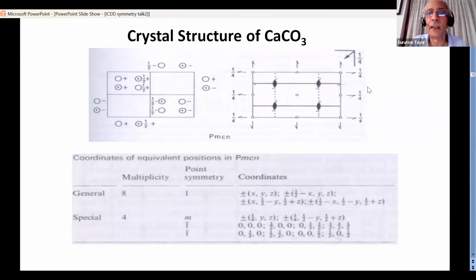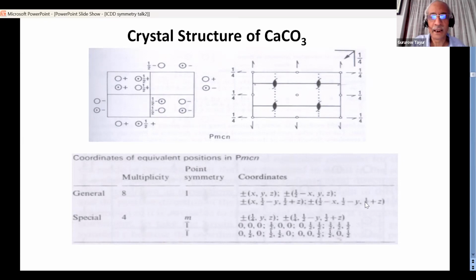This is the two-dimensional representation of the three-dimensional space group. So you therefore get in all 8 equivalent positions. These are the ones which are shown inside this box, the eight equivalent positions. And their coordinates are given up here.